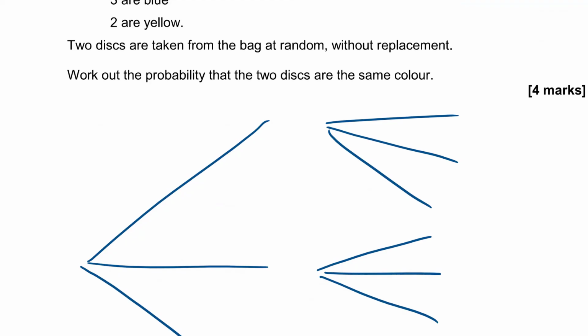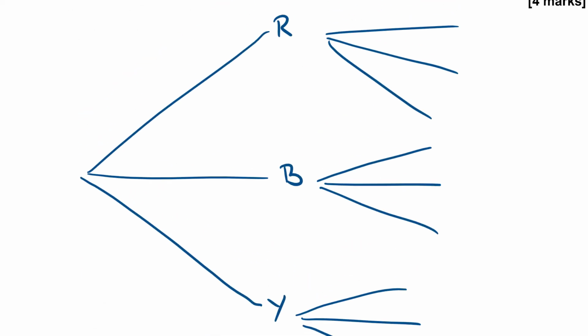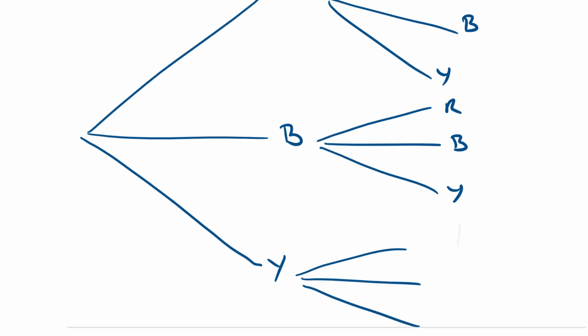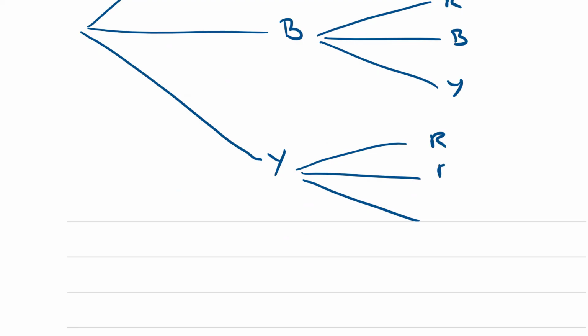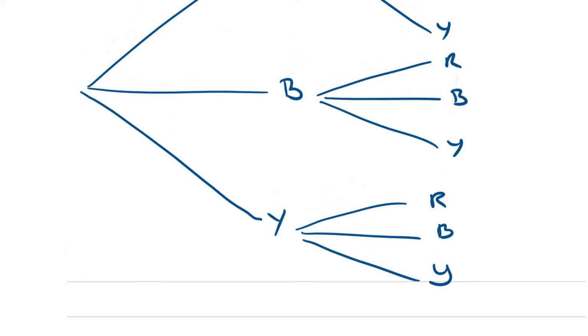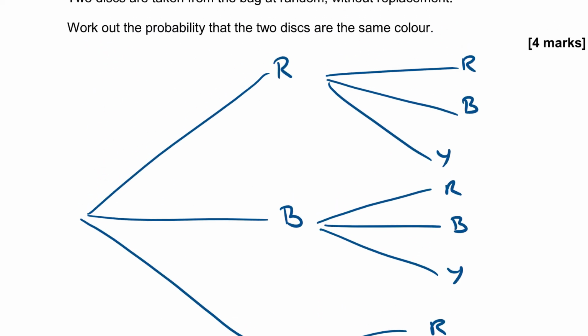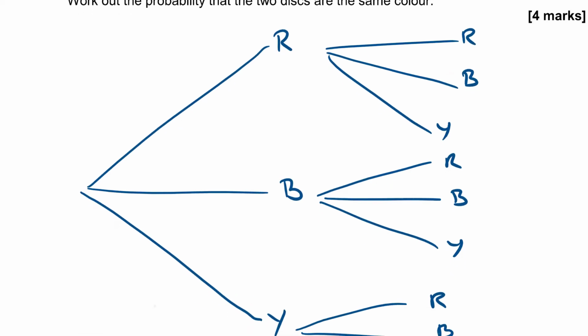So what are the colors? We've got red, blue, yellow, and then second selection red, blue, yellow, red, blue, yellow, red, blue, yellow. Okay, now we want the probability that the 2 disks are the same color. So it's either red, red, blue, blue, or yellow, yellow.